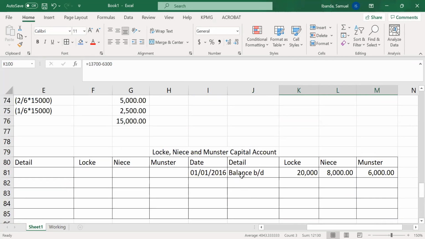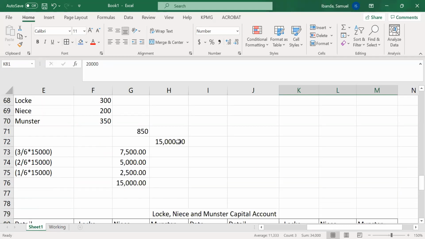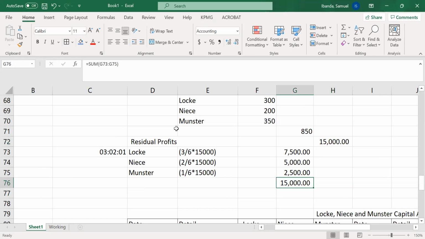You also come up and close off your capital account. Still, we shall close with the same totals here. And that is how this will be. So that is how we prepare accounts for partnership. Okay. Look out for questions, past paper questions, and practice.